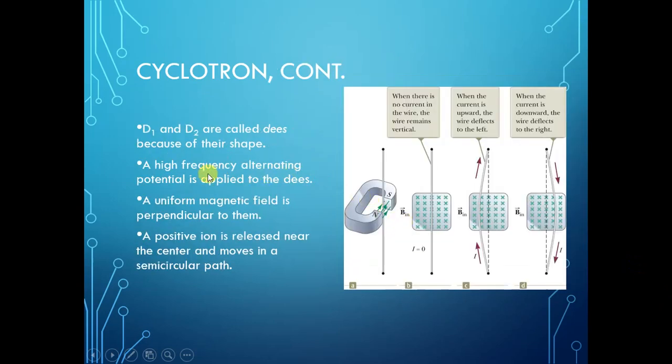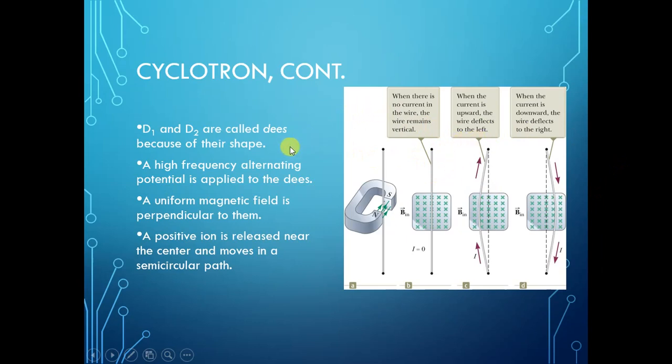A high frequency alternating potential is applied to the Ds. A uniform magnetic field is perpendicular to them. A positive ion is released near the center and moves in a semicircular path. With no current in the wire, it remains vertical, and when the current is upward, the wire is deflected to the left. When the current is downward, the wire is deflected to the right. This kind of phenomenon occurs in the cyclotron.